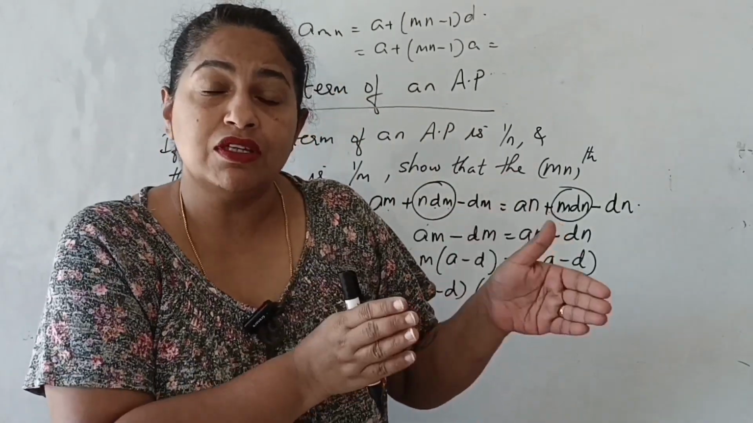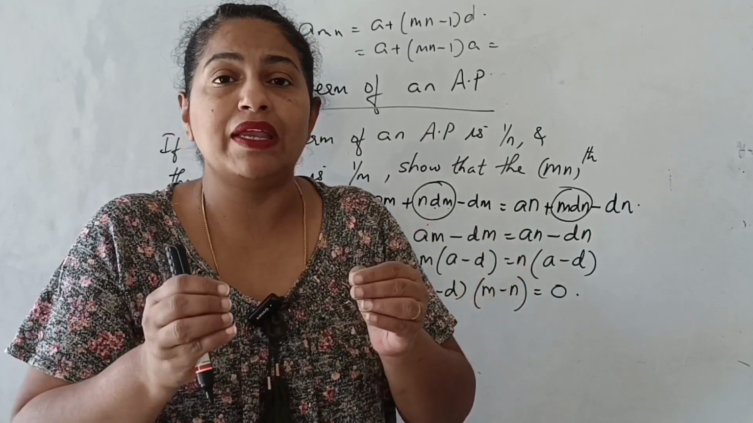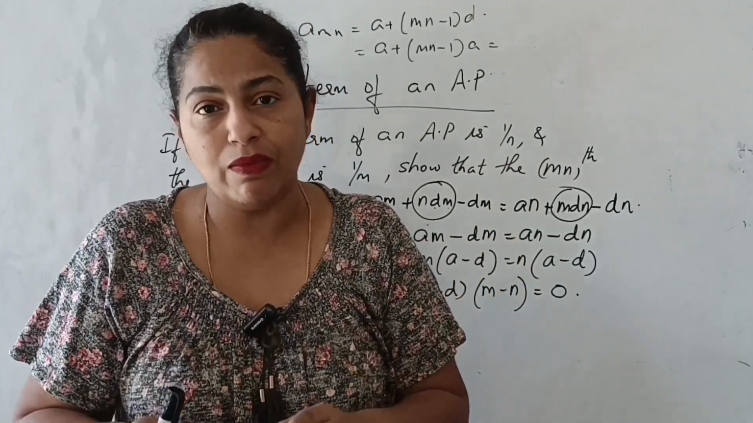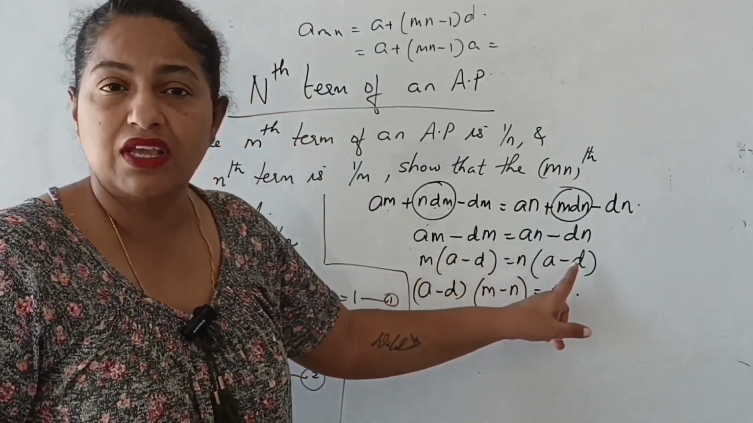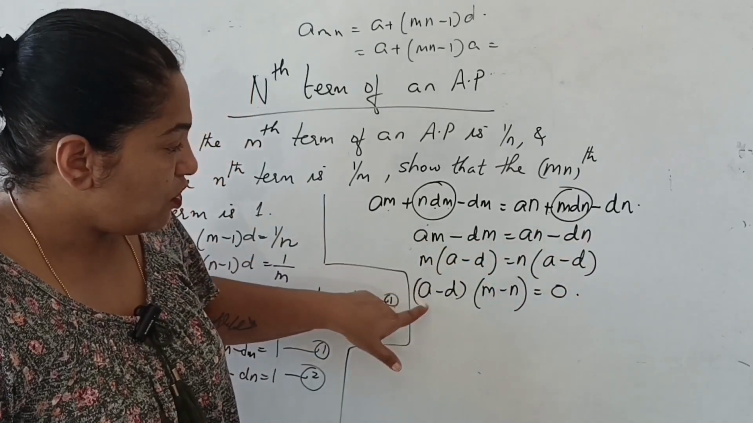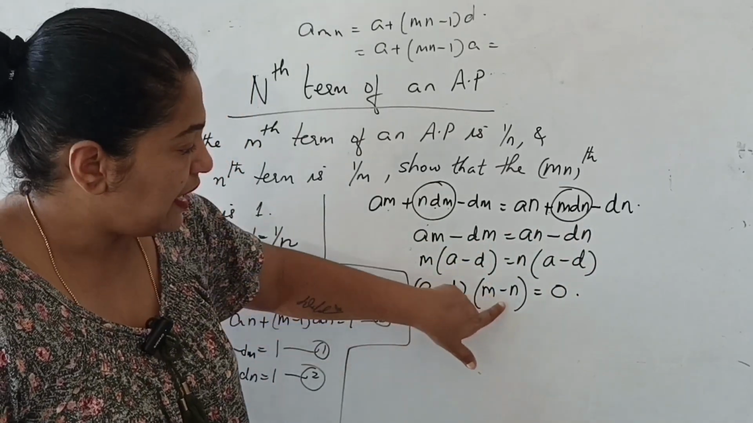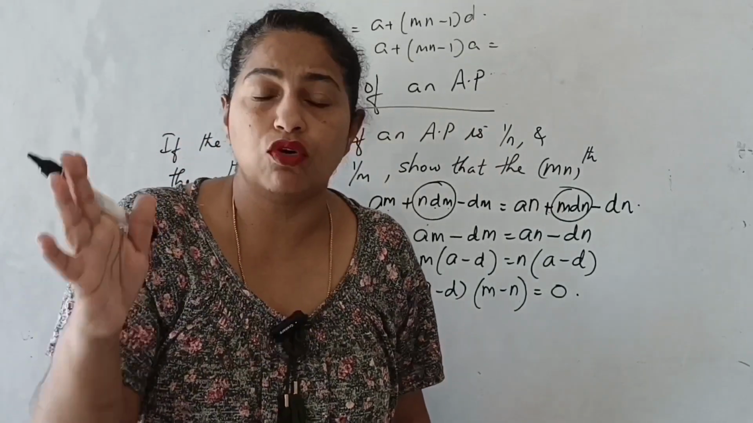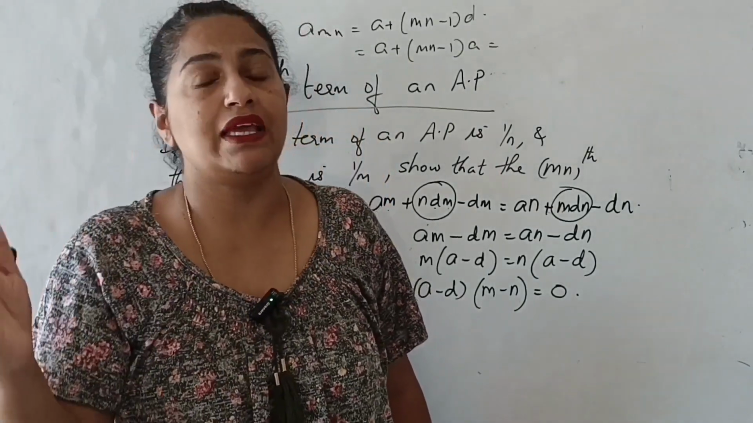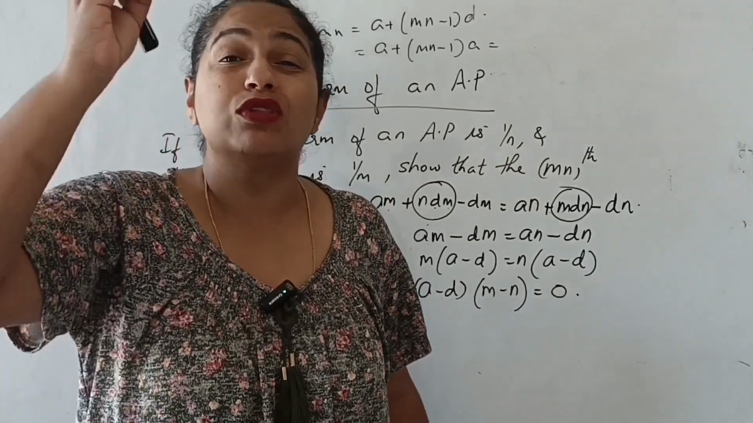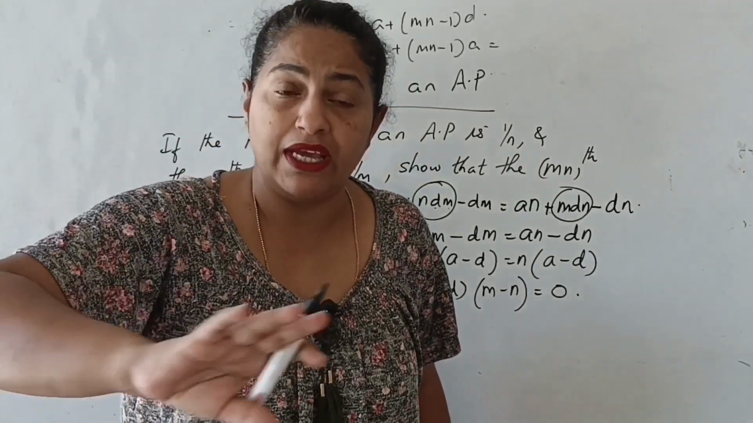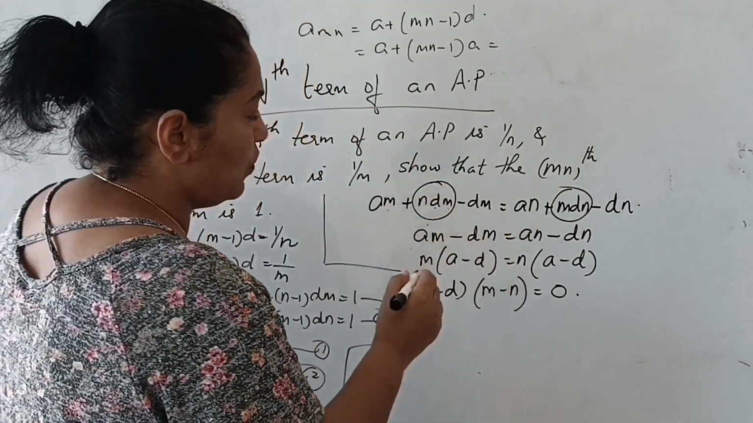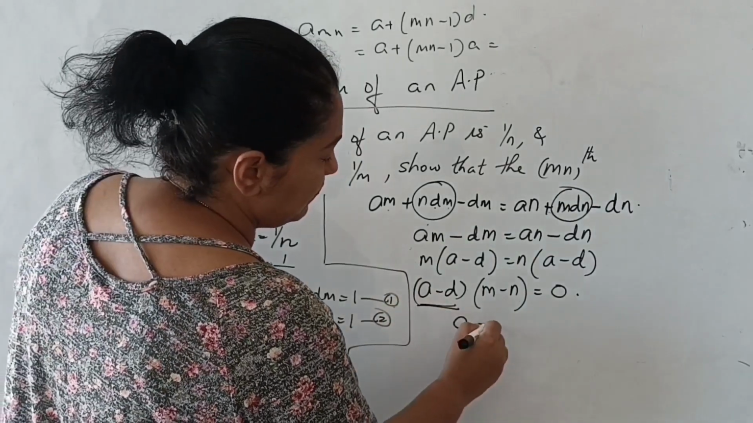The reason being, mth term and nth term, the values of m and n are different. m cannot be equal to n. So please do not cancel this. Take it out as a common factor and write it this way. You know that m minus n cannot be 0, because the m value and the n value are related to the term number. So we cannot do that. m is not equal to n. So a has to be equal to d.